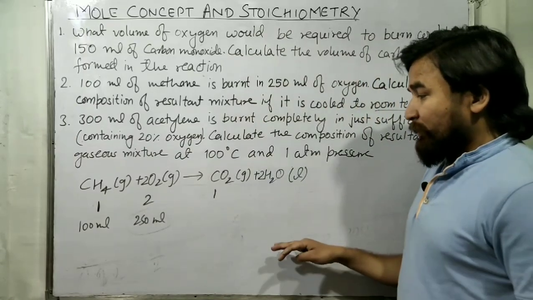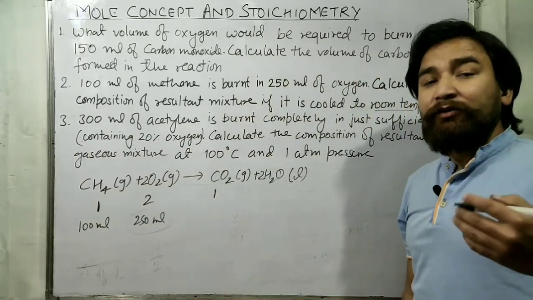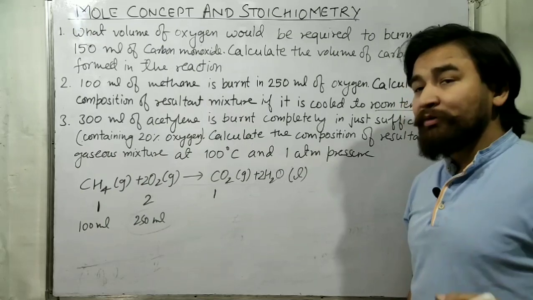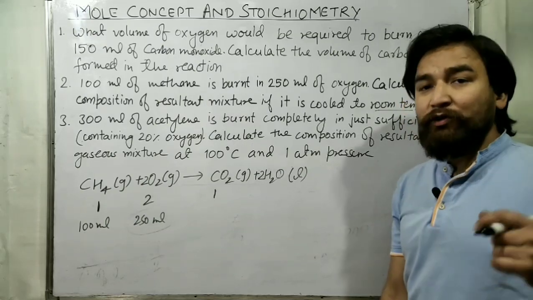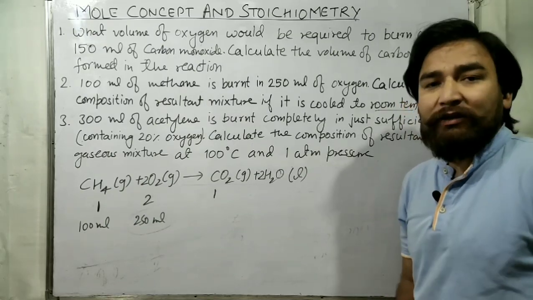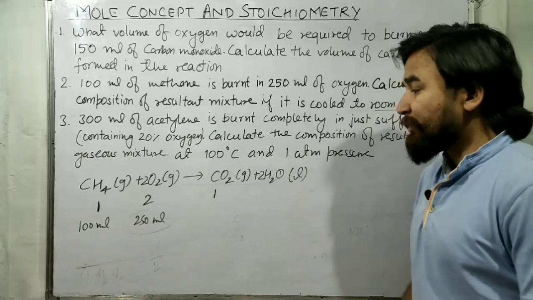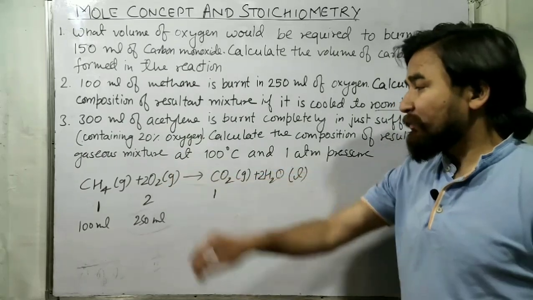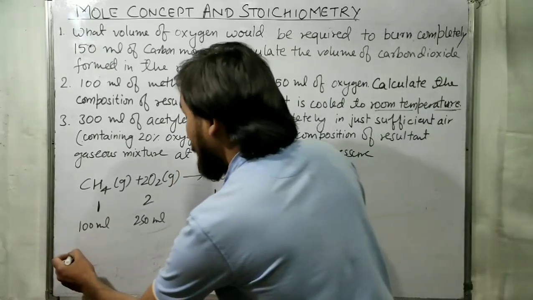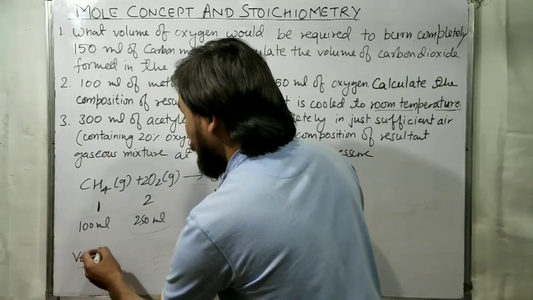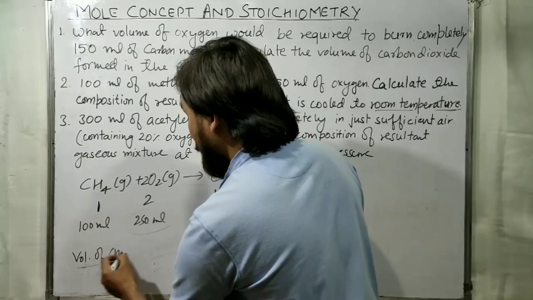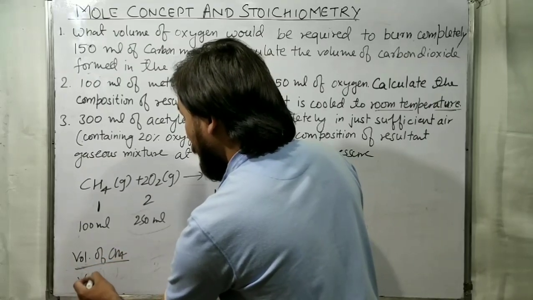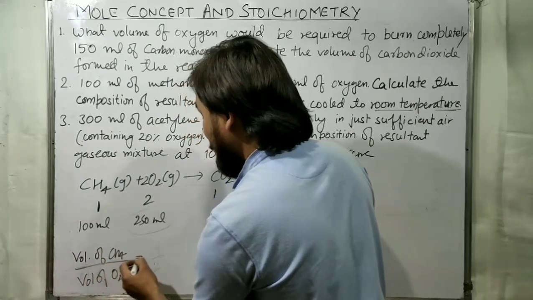Now you can see that there is more information than required. If we know only the volume of one substance, we can calculate the volume of the other substances. But the volume of methane is given to us as well as the volume of oxygen. So what will we do here? We will calculate the ratio of the volume of CH4, that is methane, to the volume of oxygen. What will be the ratio?